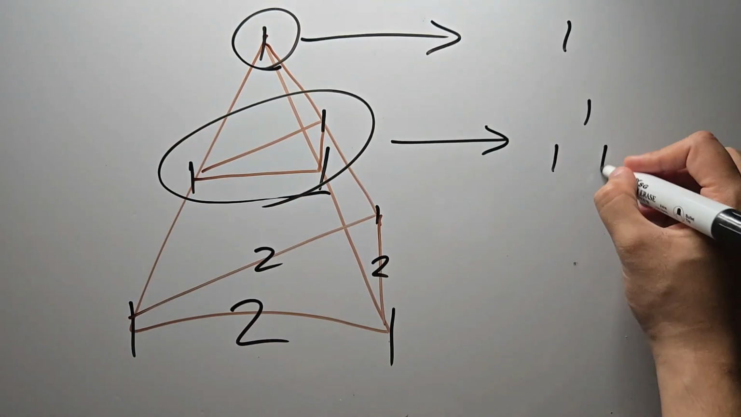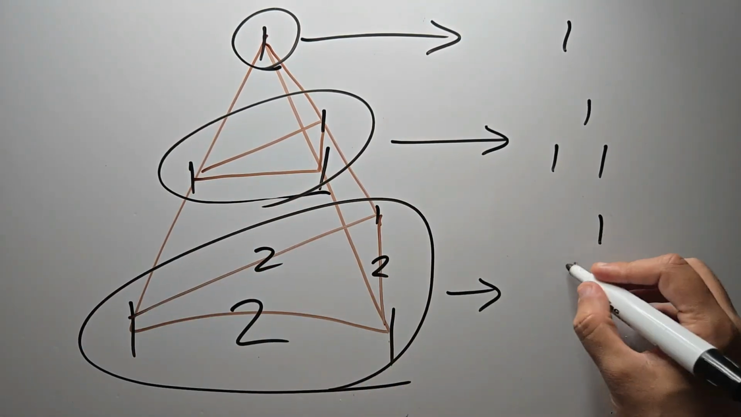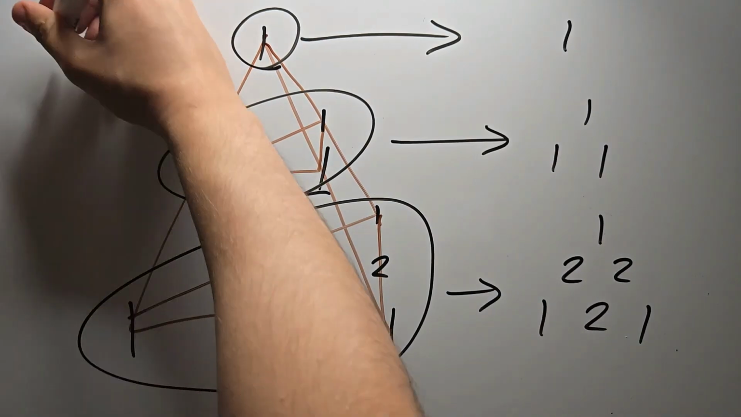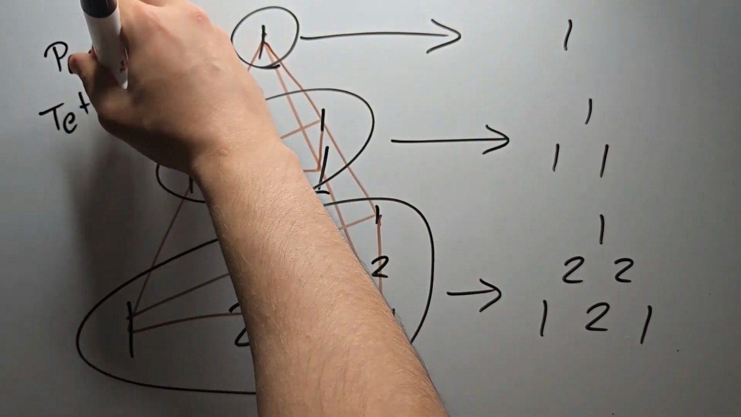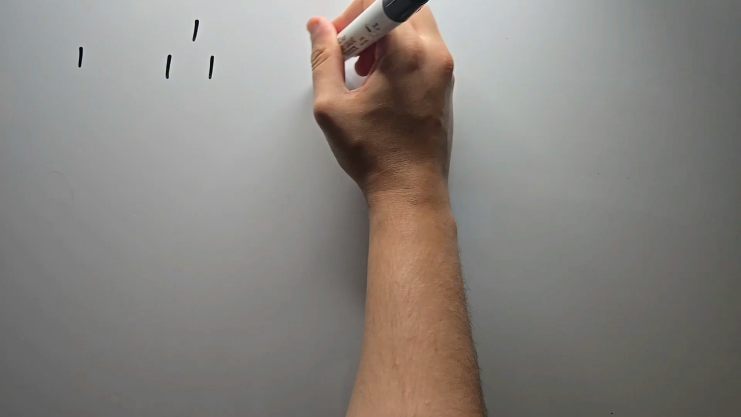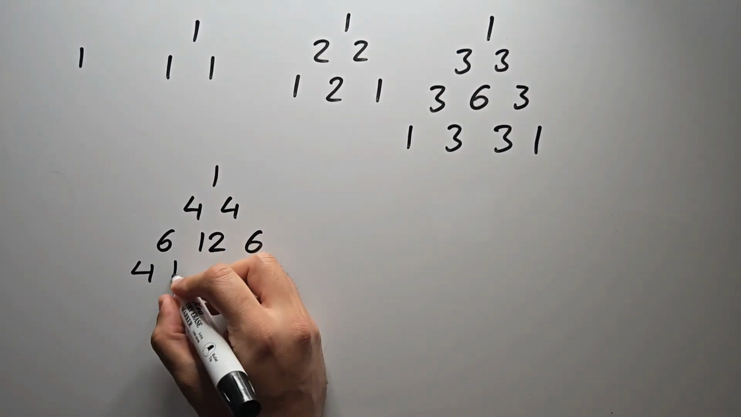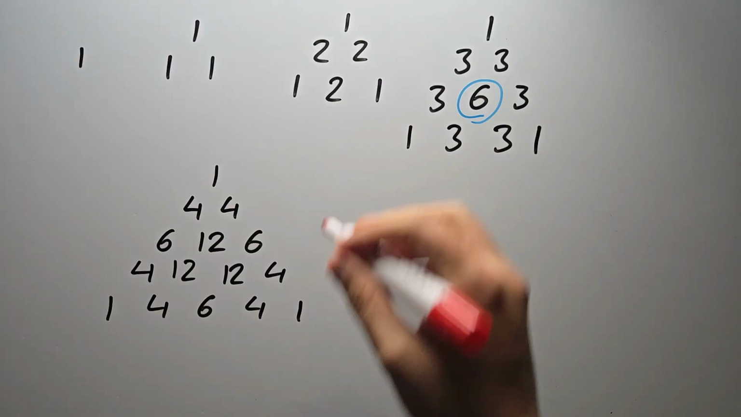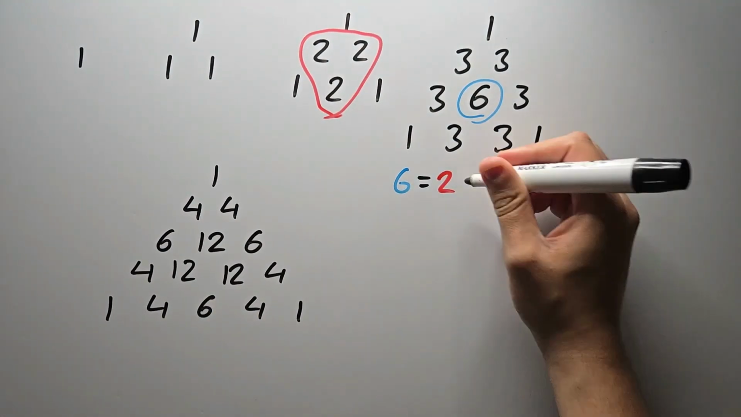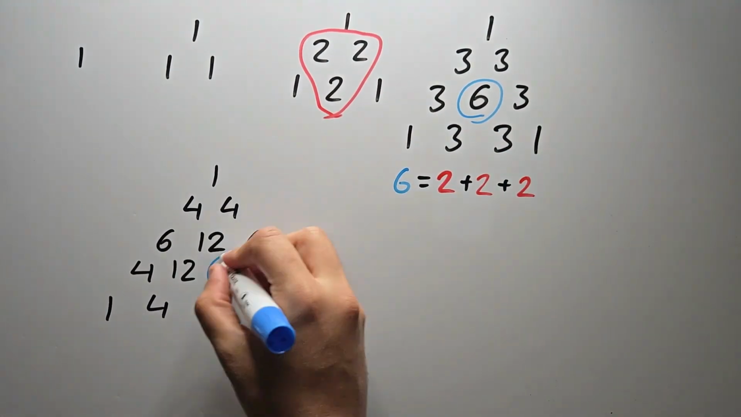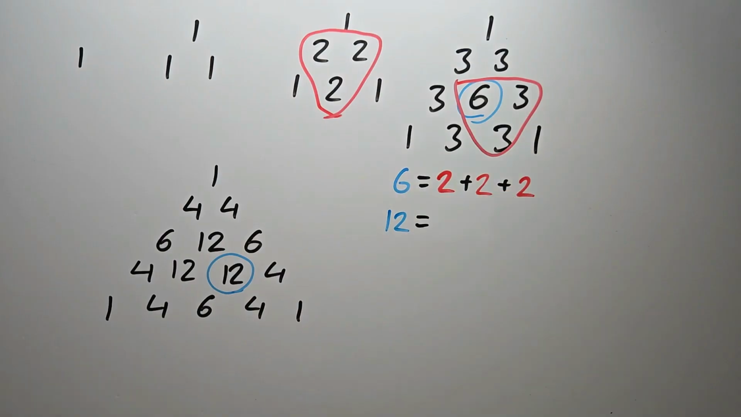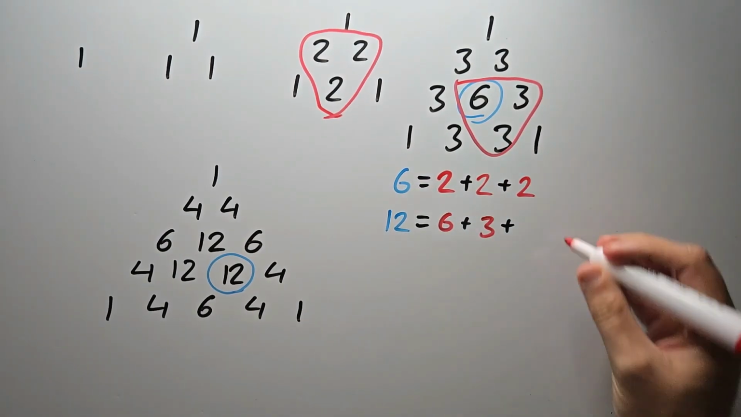And to help with visualization, I'll be showing it layer by layer, like I am on the right here. So without further ado, let's get exploring Pascal's tetrahedron. Pascal's tetrahedron is an array of numbers where each number is the sum of the 3 numbers above it. For example, this 6 is equal to the sum of the 3 2's above it. And this 12 is equal to the sum of the 6, 3 and 3 above it.